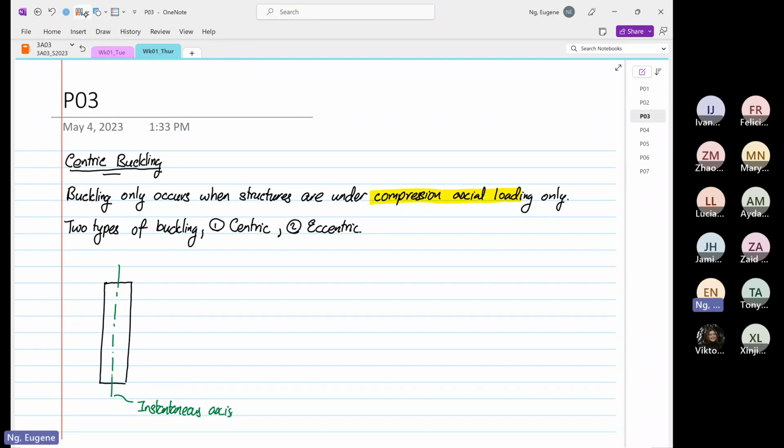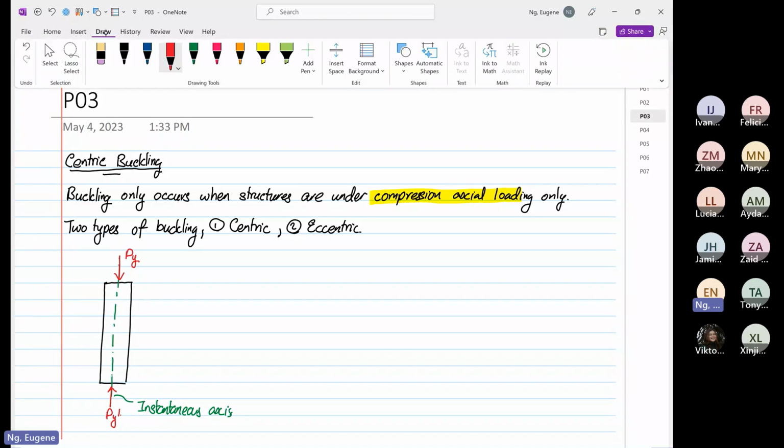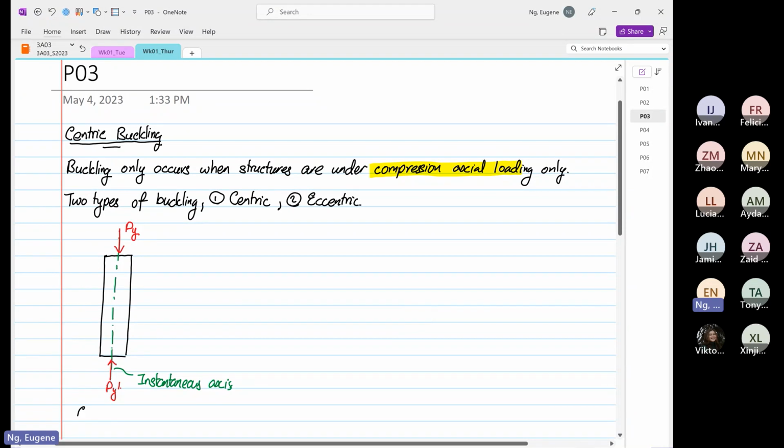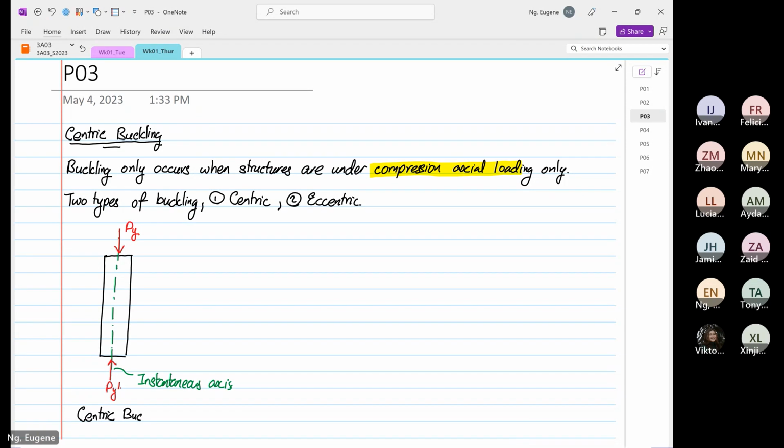And the load is applied exactly at the instantaneous axis. So this is Py and this is Py prime. This is what we can classify as centric buckling analysis. So we're going to start with centric first.